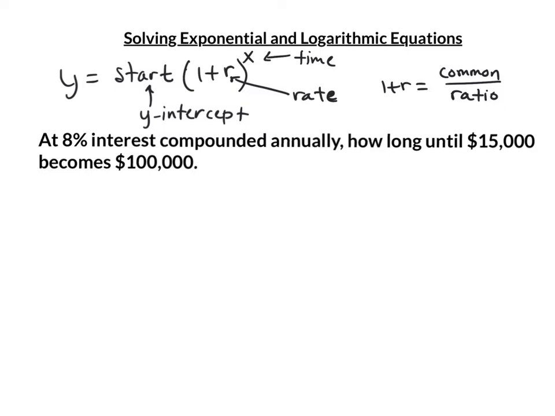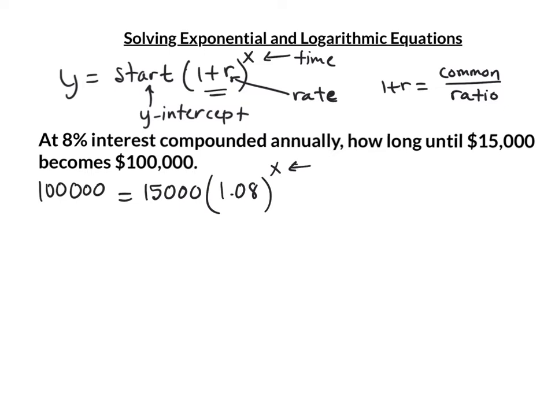We are starting with, that's our start, our y-intercept, 15,000. Our interest rate is 8%. That's 1 plus 0.08 or 1.08. And we want to know how long. That's our x, it's time. This is what we're trying to find, time. And we want to get 100,000 out of this investment.